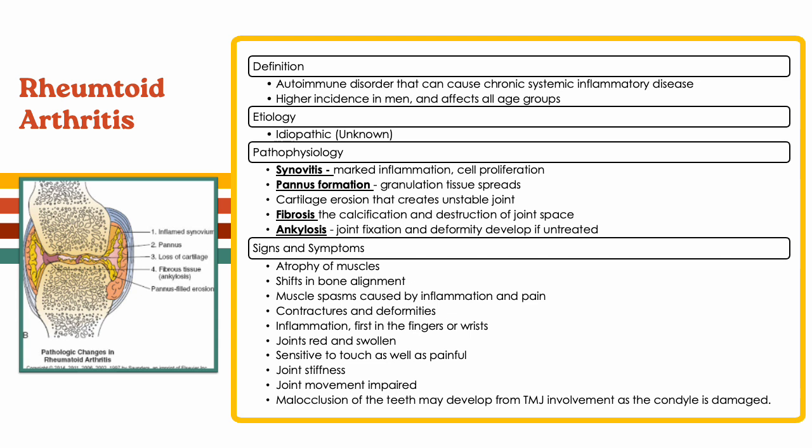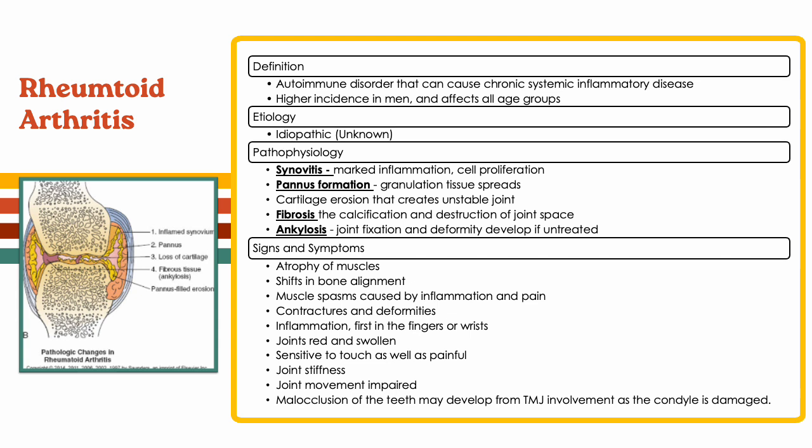inflammatory disease. You have a higher incidence of this in men, but it can affect all age groups. We have no idea as to why it occurs, so it is idiopathic. As far as pathophysiology, you do have synovitis, or inflammation in the synovial area. You do get the formation of pannus. This is an important concept for rheumatoid arthritis.